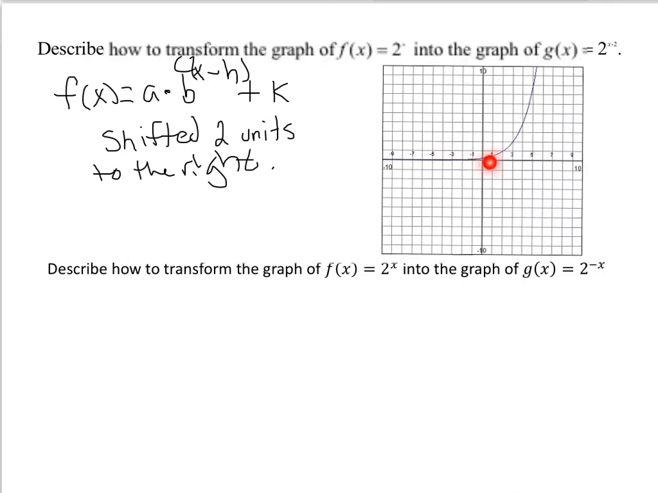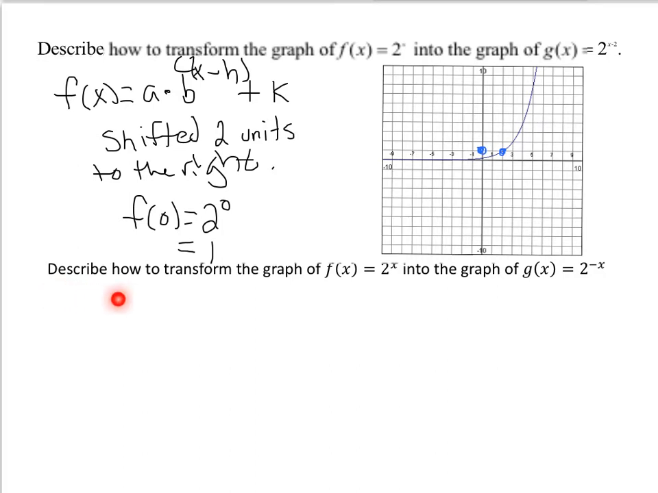So here it is. Now, if you look at the initial value of f(x), f(0) equals 2 to the 0, which is 1. So I would plot that point (0, 1). If I do that on the graph here, 2 units to the right. If I move to the right 2, see how that's where it moved to? So we got that right. Okay? So let's look at the next example.